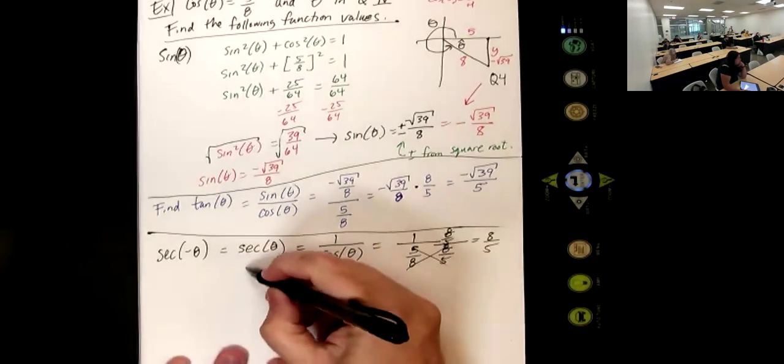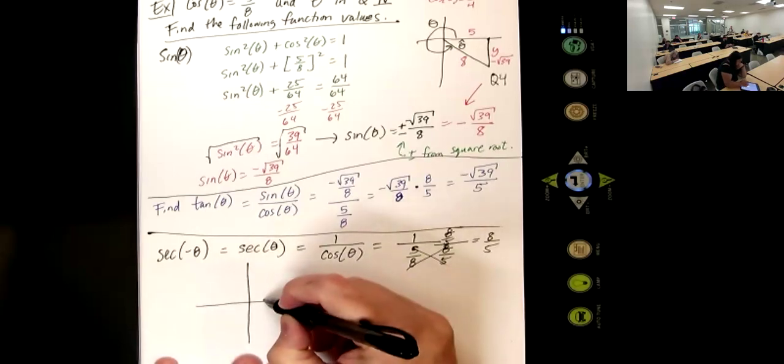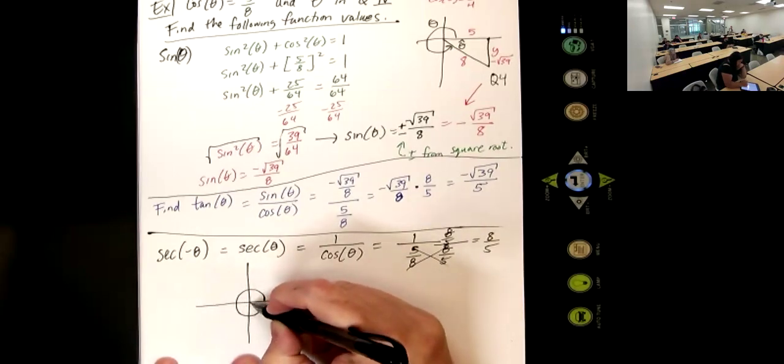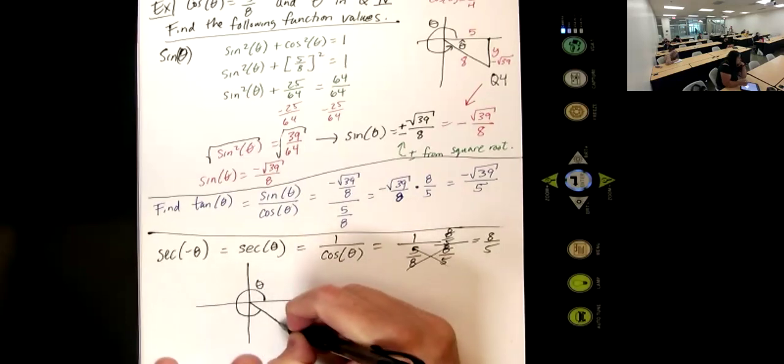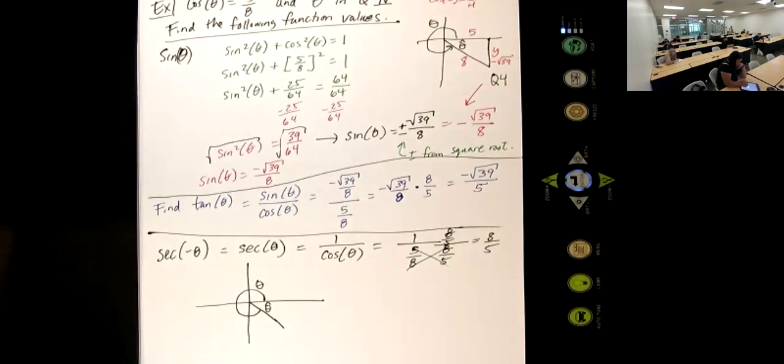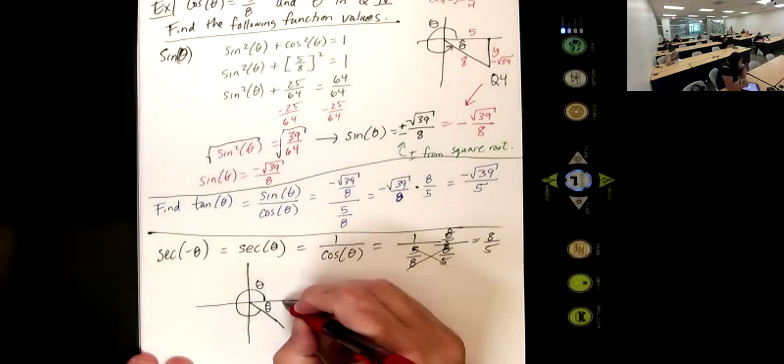And why is that happening? We went around like that to get theta. Oh my god, what is theta called? It's got a name. It's driving me crazy. It's not complementary, complementary is 90 minus it. They had a name, it's bothering me. Alright, but negative theta is going backwards that amount.